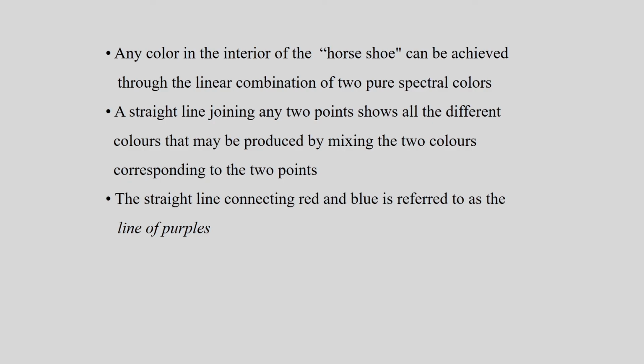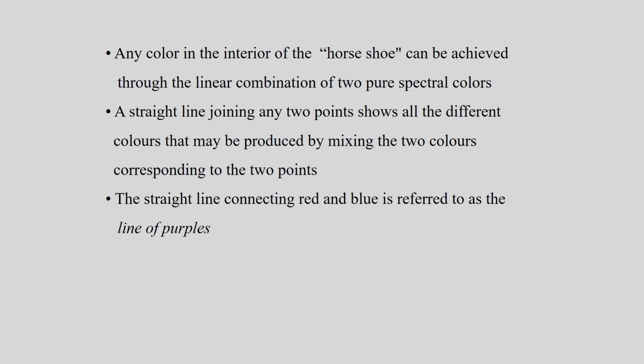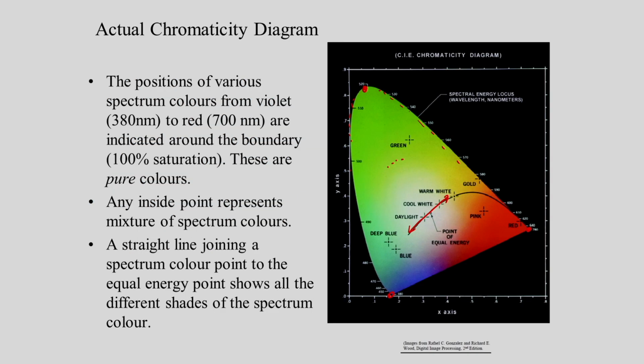You can see the straight line here, and you can see how to produce colors by mixing colors. The straight line connecting red and blue is called the line of purple. So this line, the red and the blue, is called the line of purple.